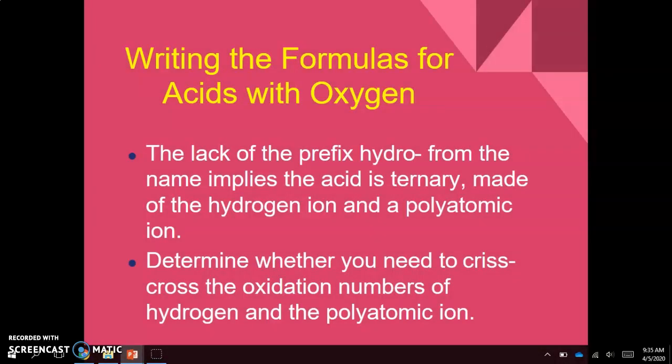So, working backwards for writing the formulas for acids with oxygen. Remember, if there's no hydro prefix, you can pretty much tell that there's going to be a polyatomic involved that has oxygen in it. And just for your other acids, you're going to determine whether you need to crisscross the charges of the hydrogen and the polyatomic. Remember, the charges for the polyatomic apply to the whole molecule, so the big molecule.